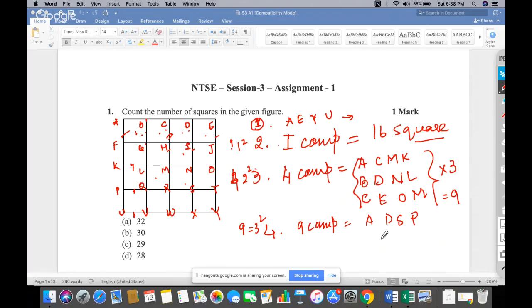This is the first one. The second one is BE. What is this? This is T. So BETP is the second one. Now let me go here.